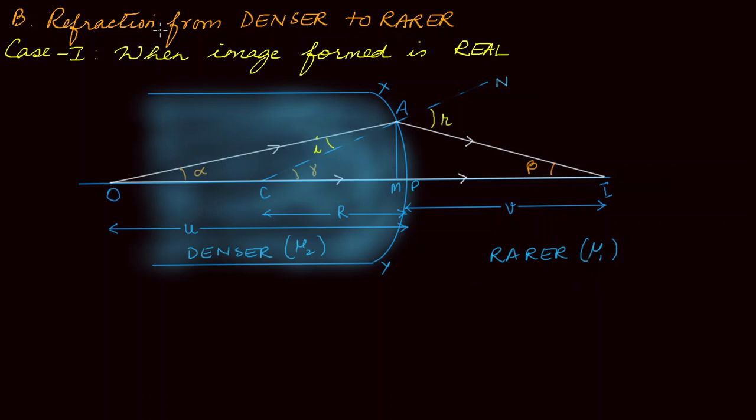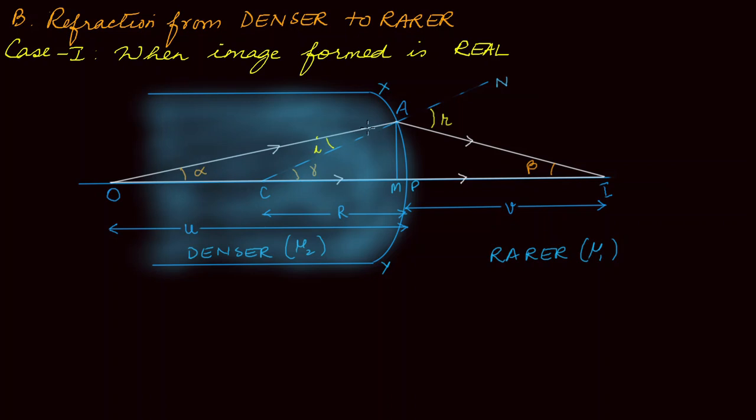Why? Because light is now going from denser to rarer medium, and light always comes out from the object. So therefore the object is placed where? In the denser medium. You can see here there are two rays of light. One ray of light will go directly along the principal axis. Another ray of light will go like this, and after refraction.